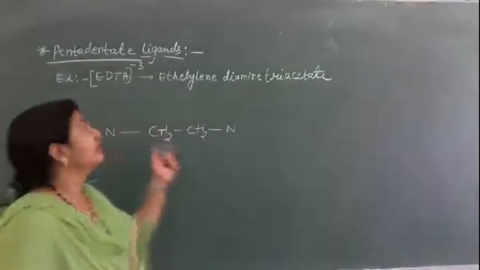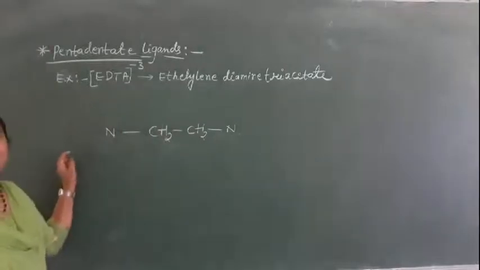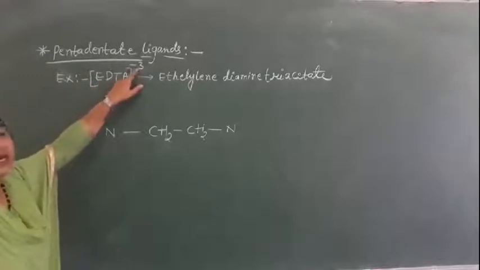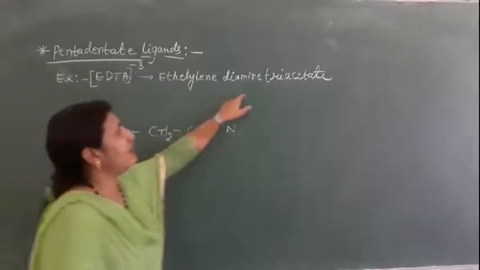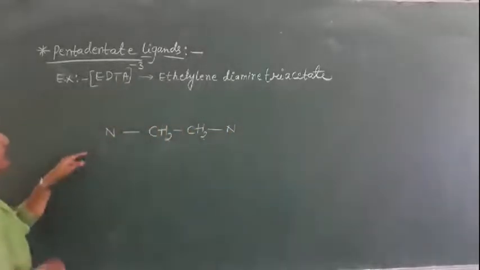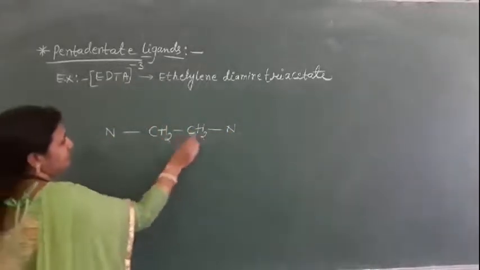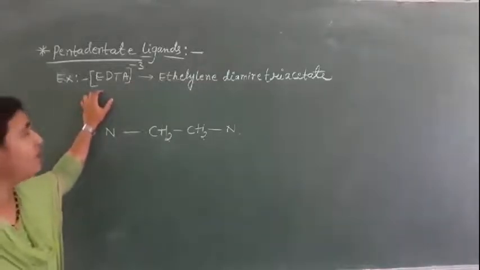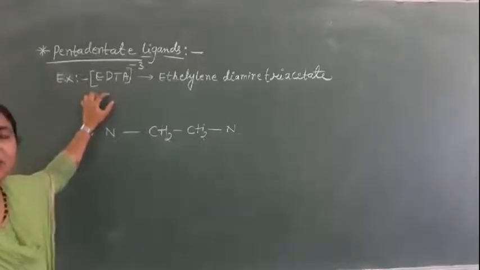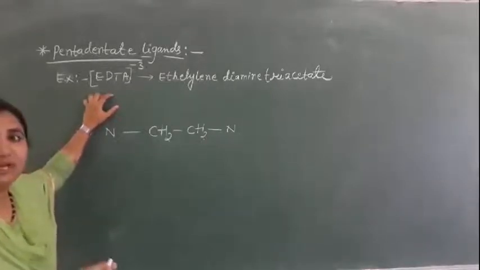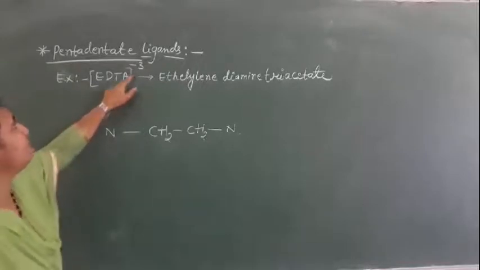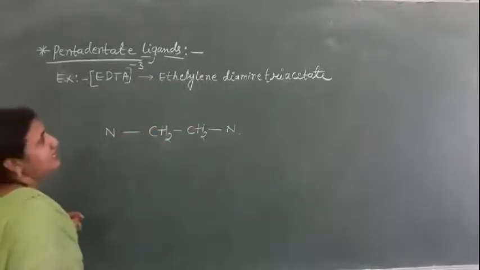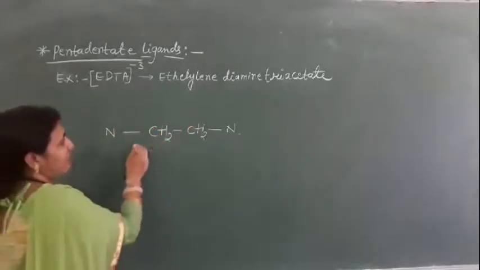Next we have here pentadentate ligand. Pentadentate ligands are negative ligands. The example is this EDTA minus 3 ion. EDTA, what is it? Ethylene diamine triacetate ion. CH2, CH2 here. Actually the name is ethylene diamine tetraacetic acid. Okay. And in that tetraacetic acid, if you remove a hydrogen, it becomes converted into an ion. Okay. So minus 3 charge here. That's why it is triacetate ion. Ethylene diamine triacetate ion.